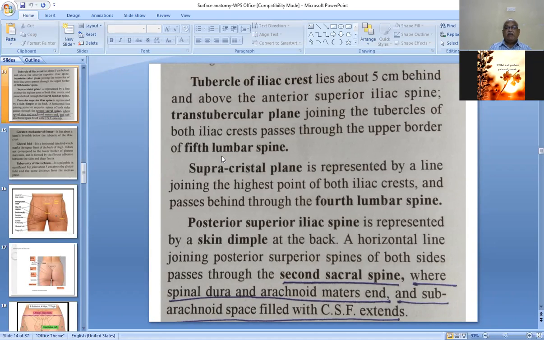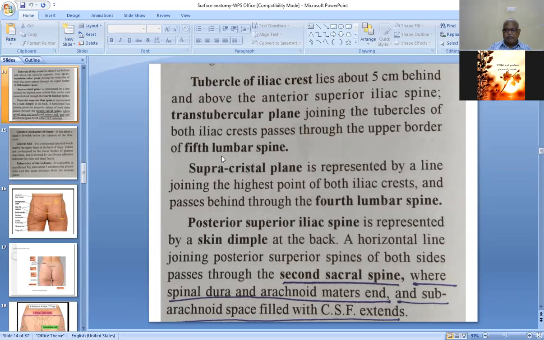The supracristal plane is represented by a line joining the highest point of both iliac crests and passes behind through the fourth lumbar spine. Now imagine the iliac bone is like this. Anterior superior iliac spine is there, posterior superior iliac spine is there, anterior inferior iliac spine is there, posterior inferior iliac spine is there. And just above the anterior superior iliac spine, on the iliac crest, the tubercle is there. That is the tubercle of the iliac crest. There is another tubercle on the other hip bone. You connect these two; this is the transtubercular plane. It goes through the upper border of the fifth lumbar vertebra.